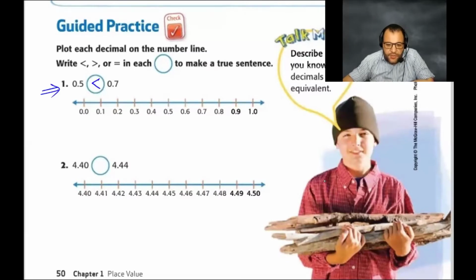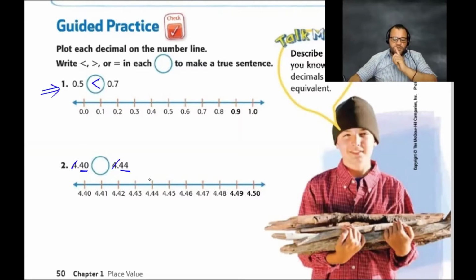We have here Malik. Question number 2, Malik. How do we solve? So you look at the first digit. It's 4 and 4. Leave it, they are the same. Then look at the second digit. Count how many digits at the right of the decimal. Do you have the same number or different?